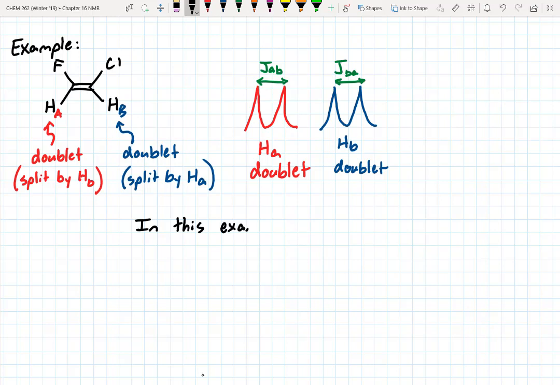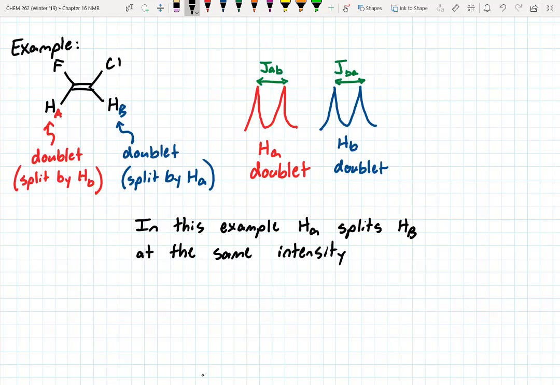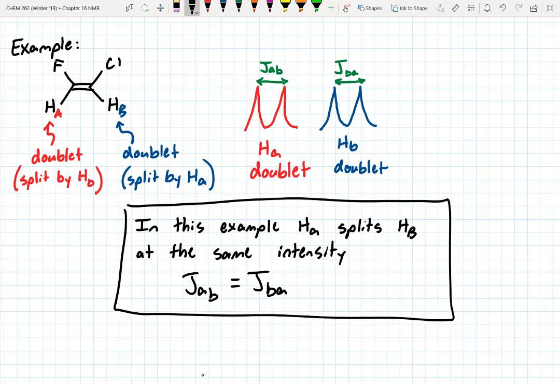So in this example, HA splits HB at the same intensity. Meaning JAB is going to be equal to JBA. Sorry, I saw hands pop up somewhere. Yep. Oh, JBA. Sorry about that. So it's basically just saying that they're going to have the same relative splitting pattern.